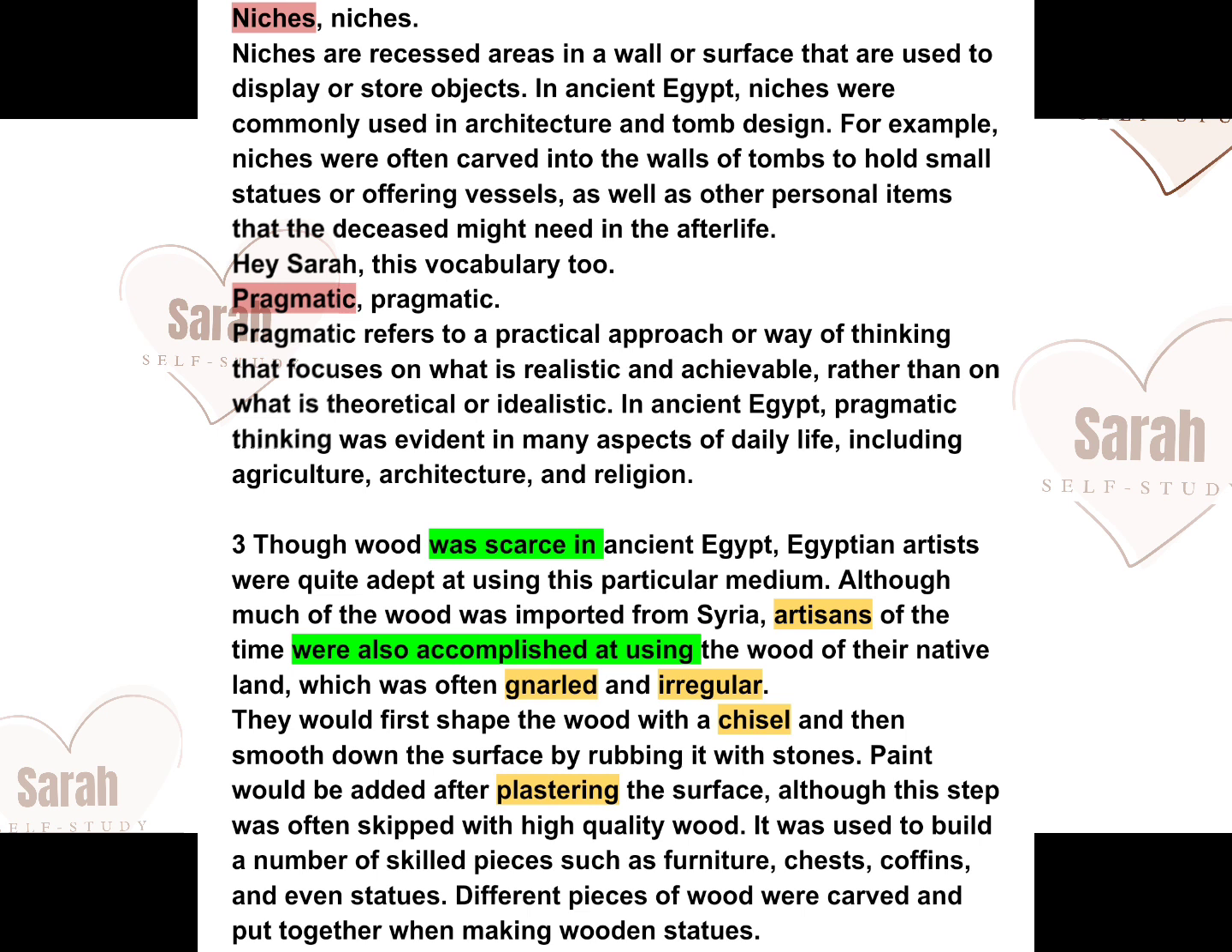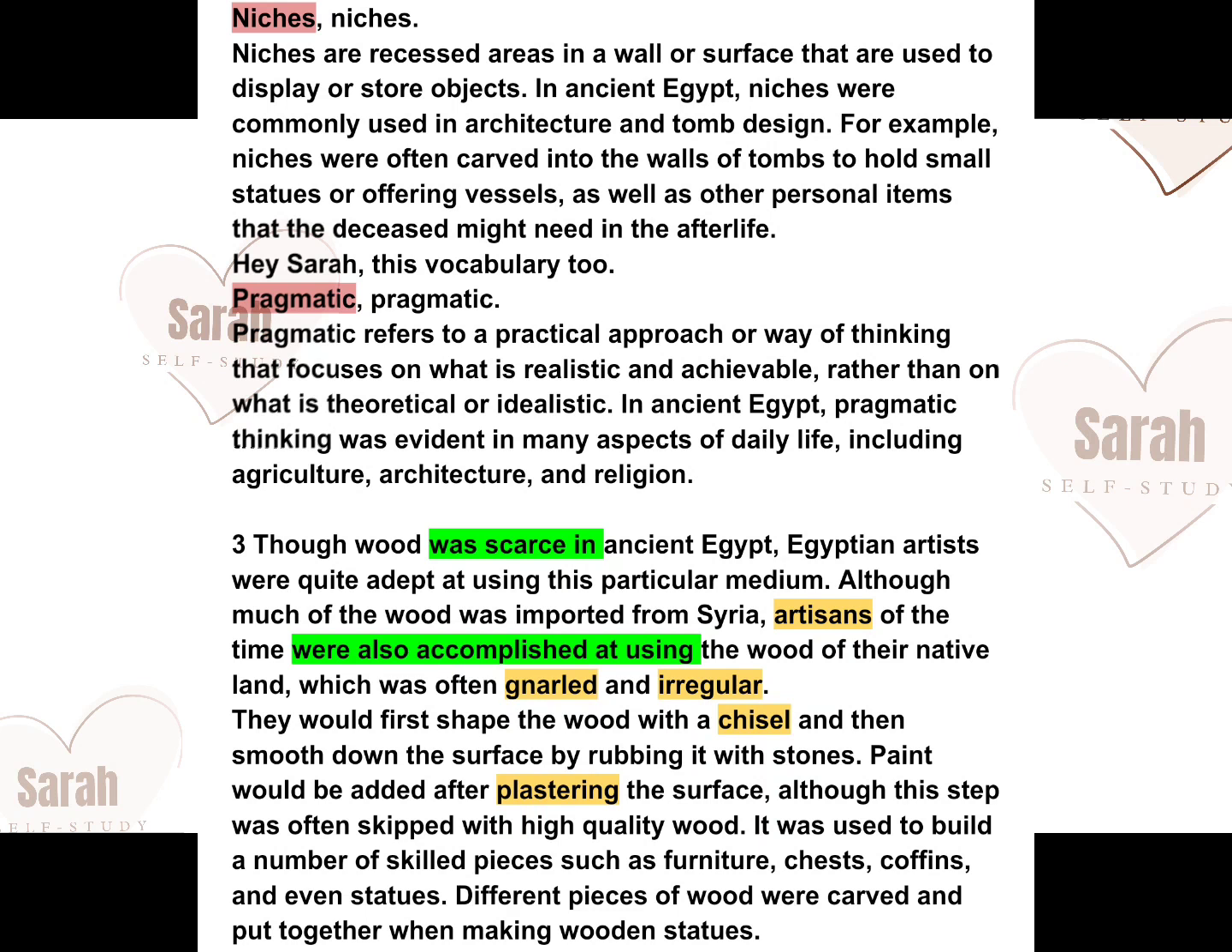Hey Sarah, this vocabulary too. Niches are recessed areas in a wall or surface that are used to display or store objects. In ancient Egypt, niches were commonly used in architecture and tomb design. For example, niches were often carved into the walls of tombs to hold small statues or offering vessels, as well as other personal items that the deceased might need in the afterlife.